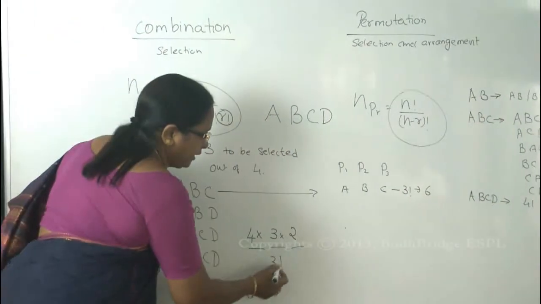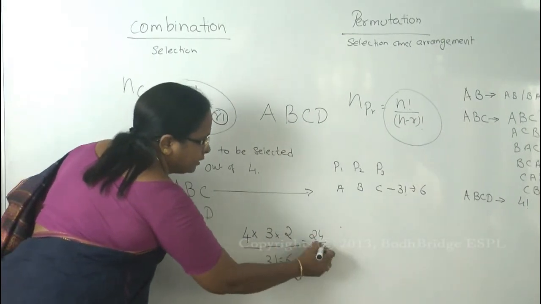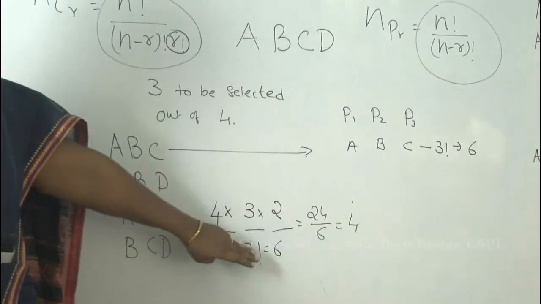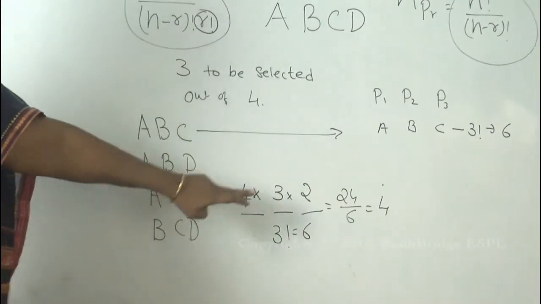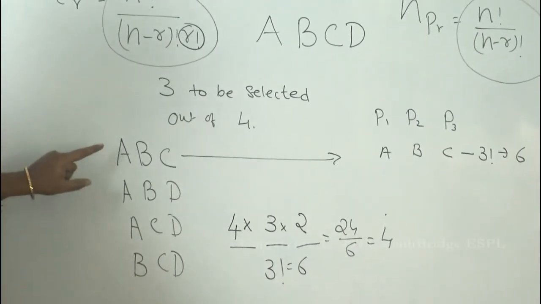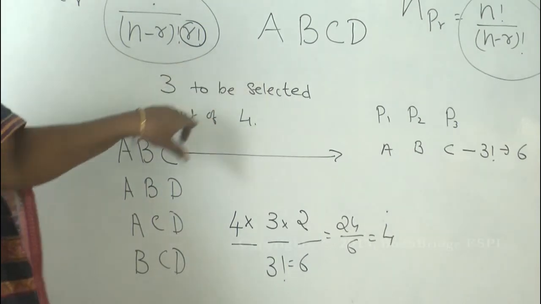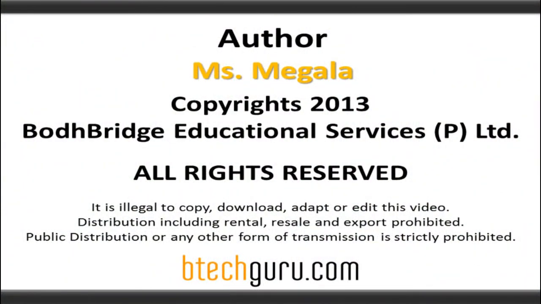So 3 factorial is equal to 6. So 24 divided by 6 is nothing but 4. So based on this formula you got 4, and based on the slot method you are also getting 4. So here also you have 4, that is nothing but selecting 3 from the 4 persons available. So 4 is what you are getting through this formula.